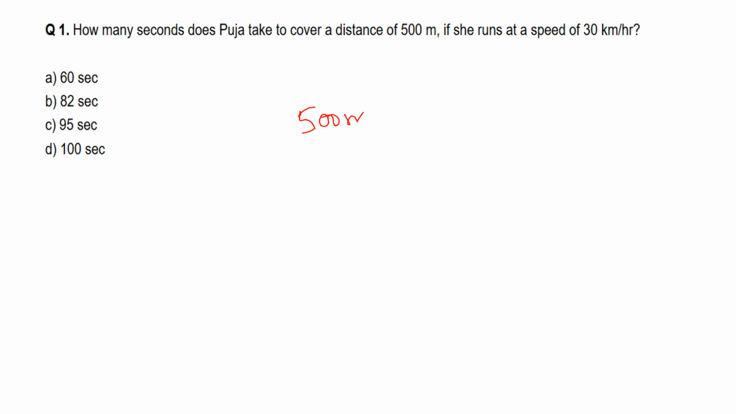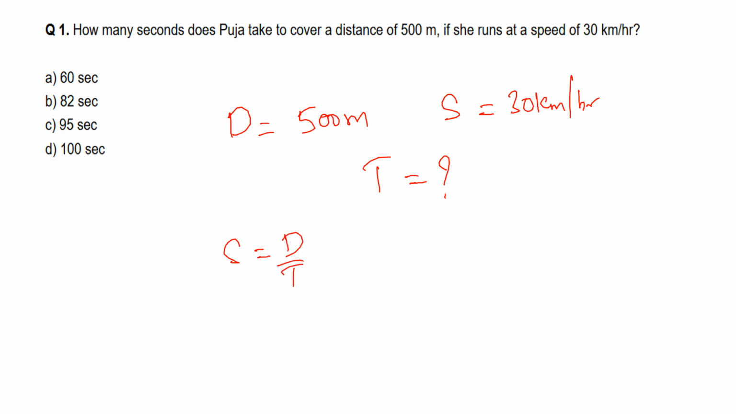500 meters, which means distance: D equal to 500 meters, and S is equal to 30 kilometer per hour. They ask us to calculate the time. What is the formula here? Speed is equal to distance by time, then time is equal to distance by speed. Here time is equal to distance, 500 meters, by speed, 30 kilometers per hour.